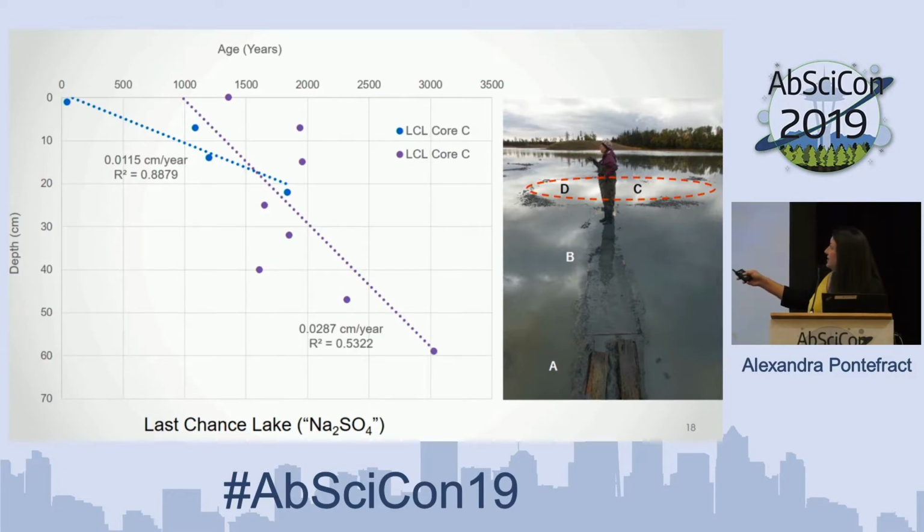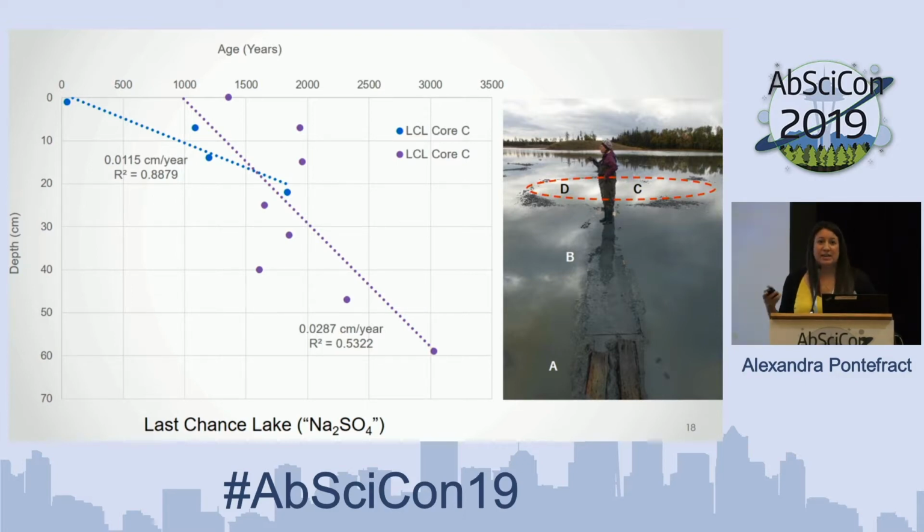So this should say core D, by the way. This purple line here is core D. You can see that we have age inversions all over the place. But then core C, which was a little bit more towards the center of the pond, is actually not too bad. What was interesting with Last Chance Lake is that we actually get sorting in these ponds, which you don't see with the other ones.